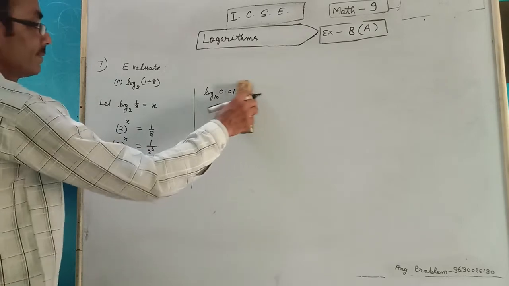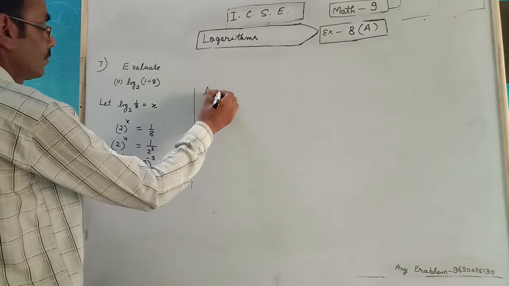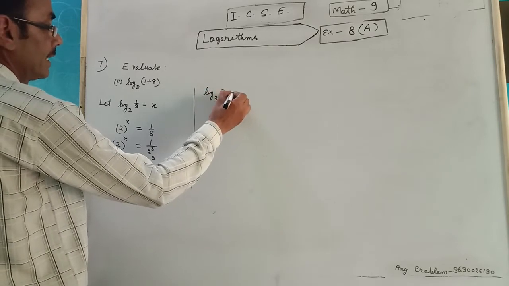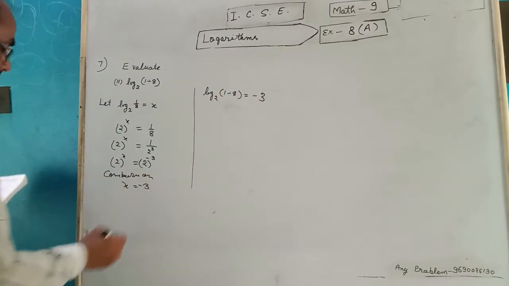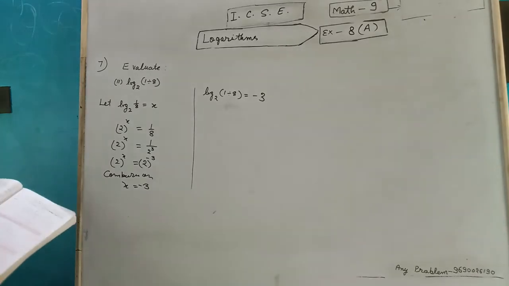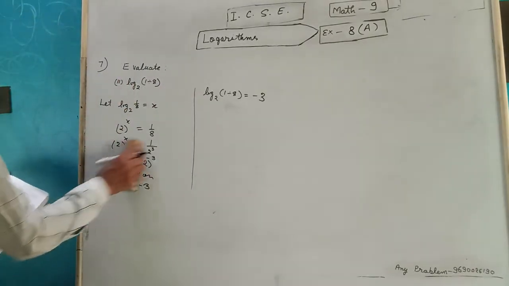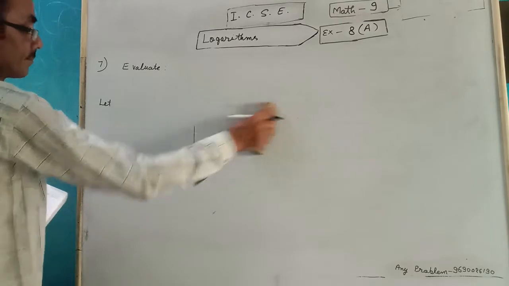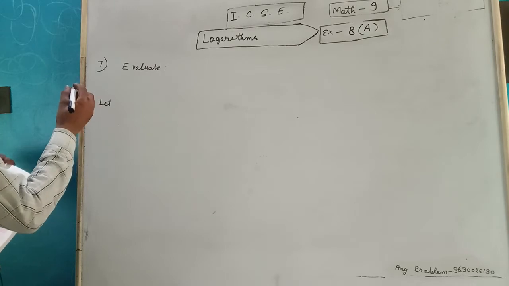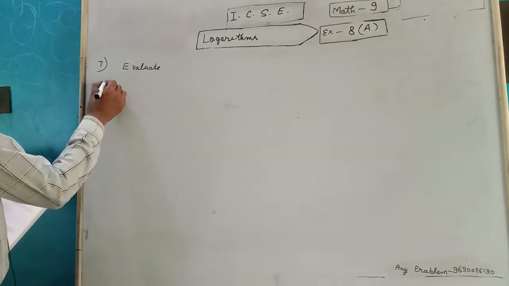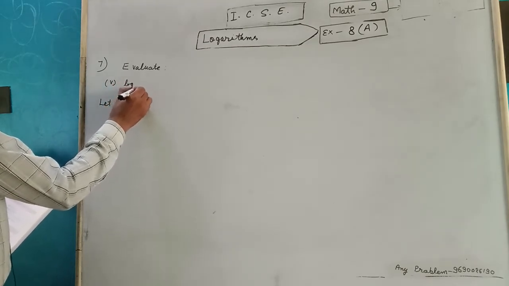So you write log base 2 of 1 divided by 8 is equal to minus 3. Second part is complete. Fifth part is log 16 base 8.